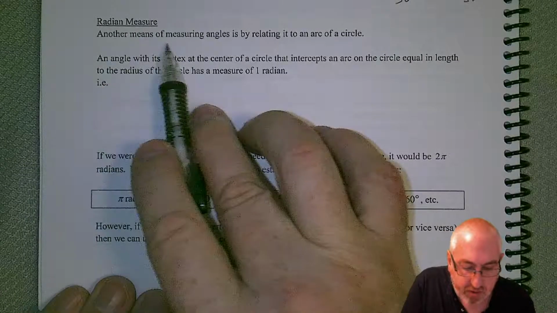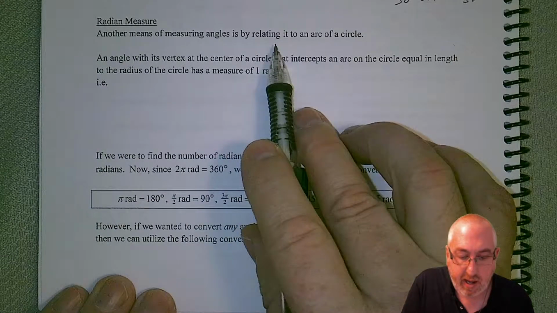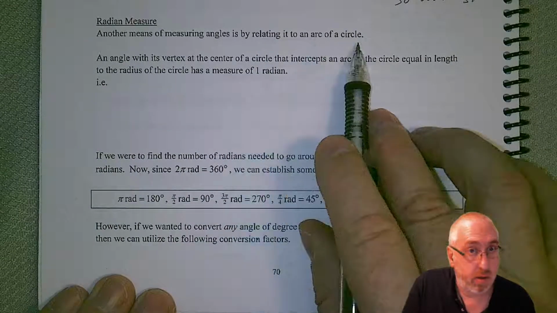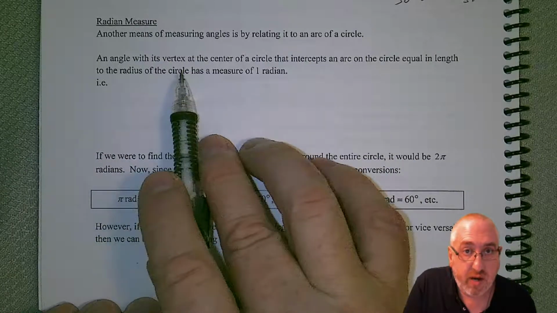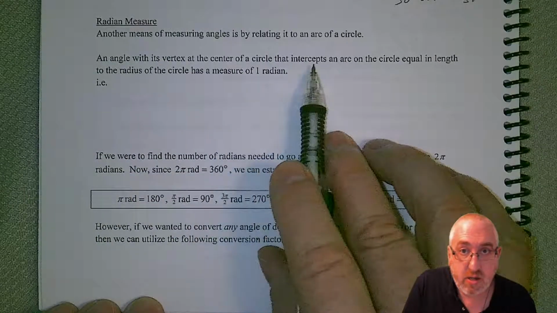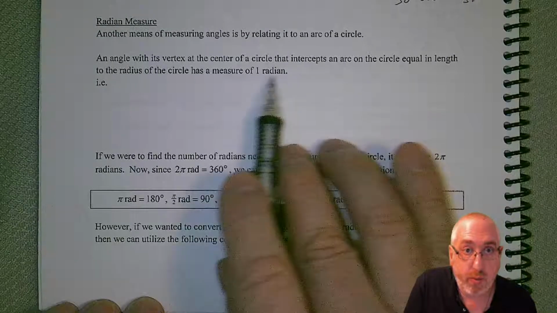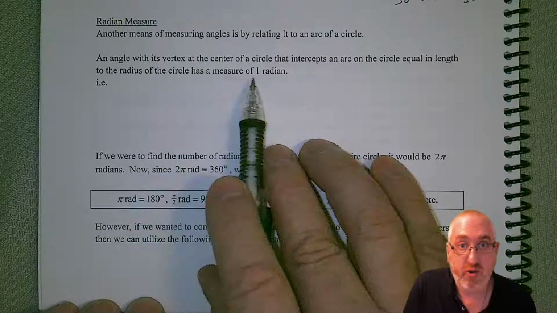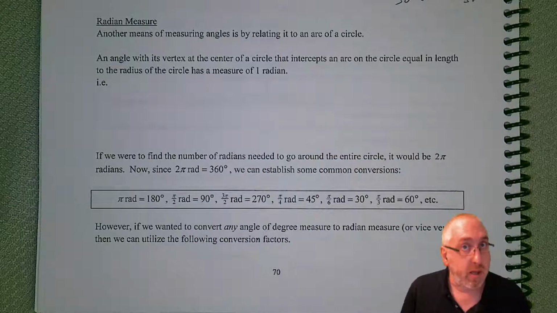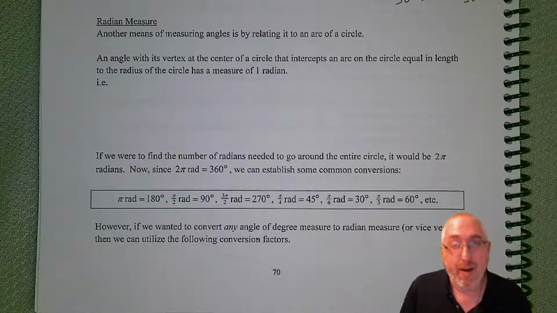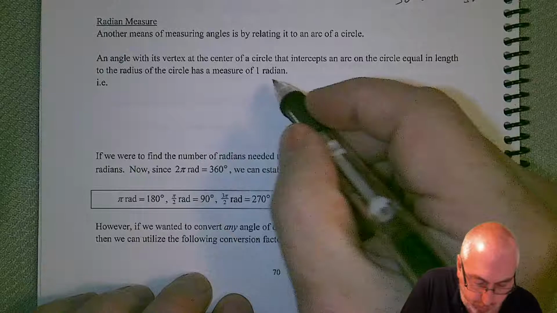Another means of measuring angles is by relating it to an arc of a circle. So an angle with its vertex at the center of a circle that intercepts an arc on the circle equal in length to the radius of the circle has a measure of 1 radian. What in God's green earth are they saying? Well, a picture will illuminate for us.